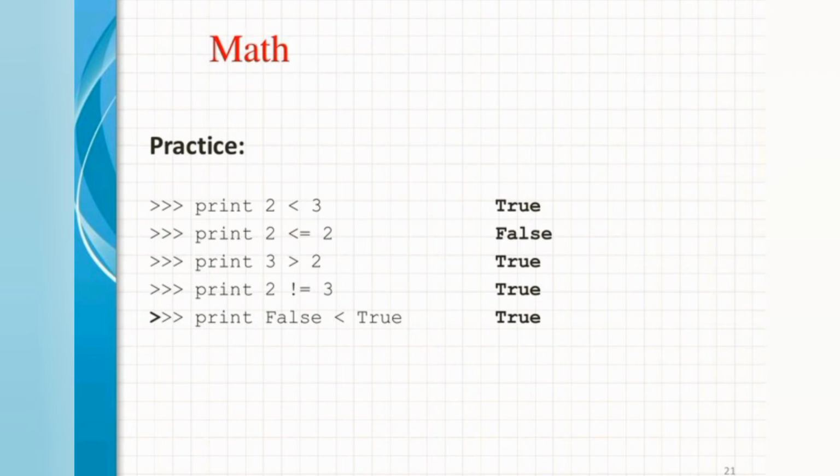So now if we practice comparison operators, if we print 2 less than 3, the answer is true. If we print 2 less than or equal to, then the output is false. Print 3 greater than 2, then the output is true. And print 2 is equal to 3, the output is true. If we print false less than 2, it is true. So we can easily identify true and false by using this.